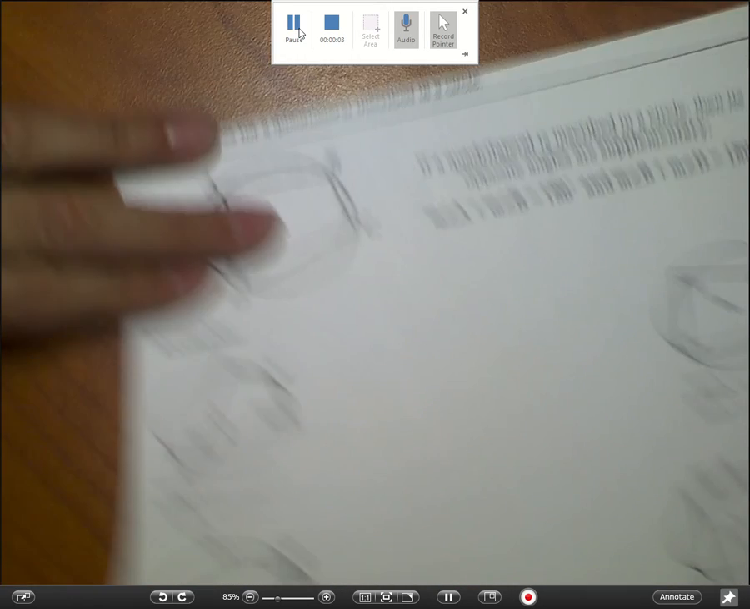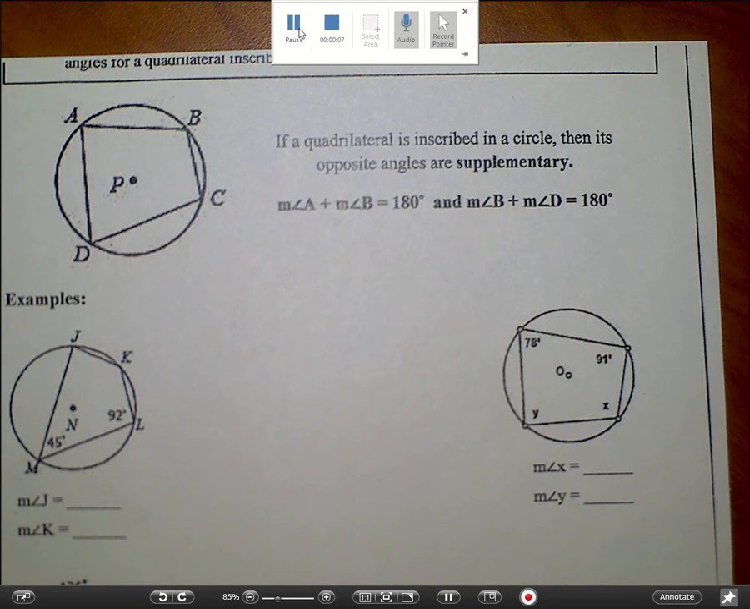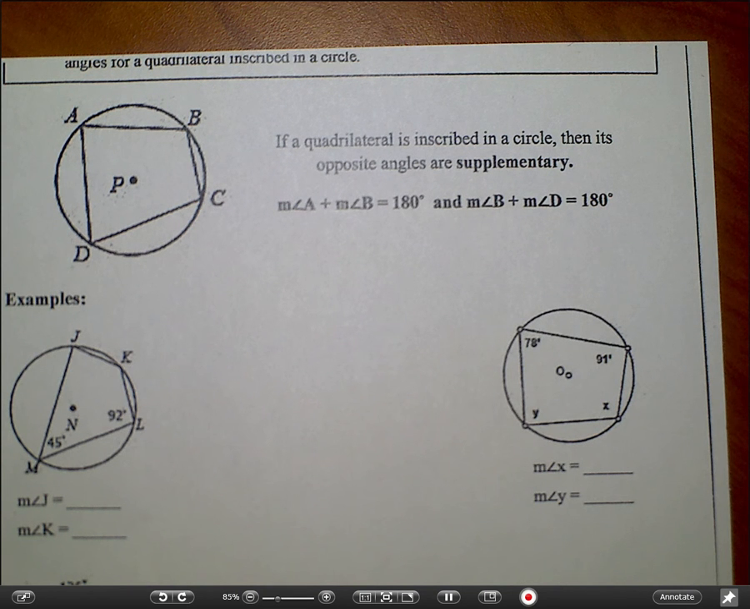Alright, let's take a look at this, please. When I make copies, it actually cut off the top.